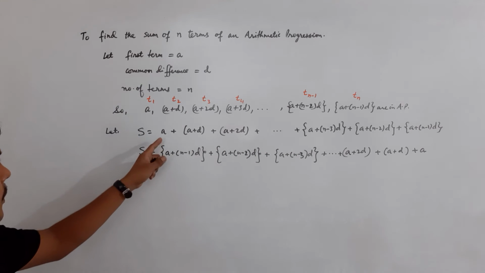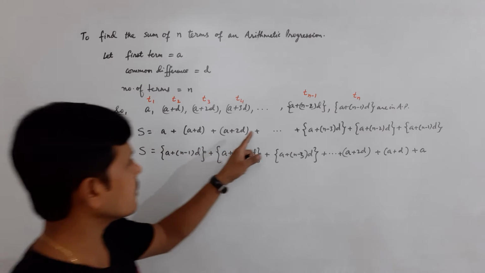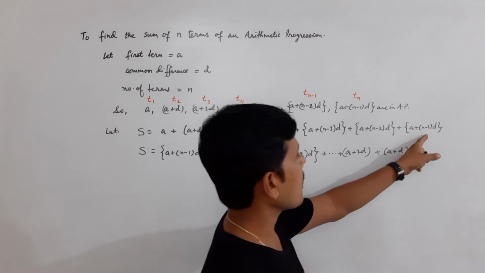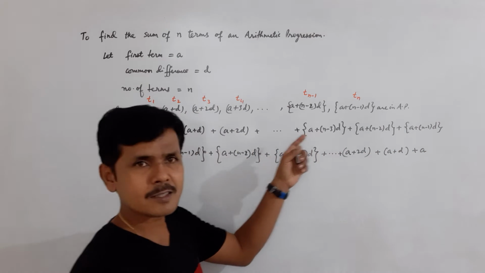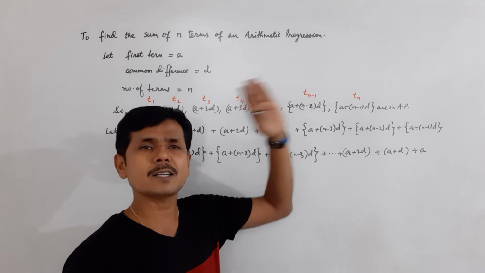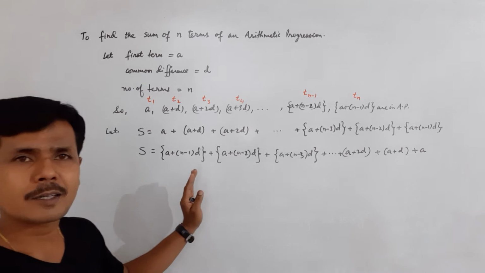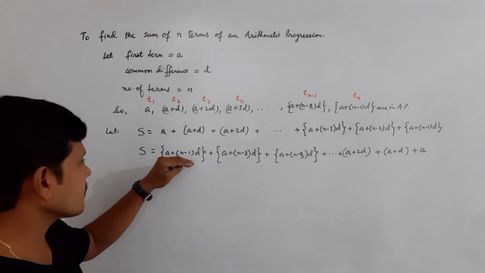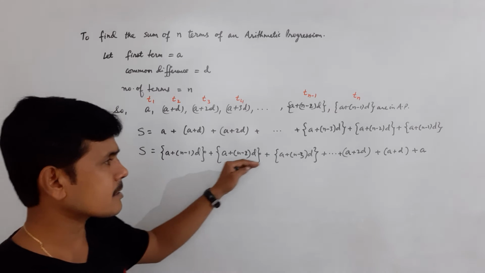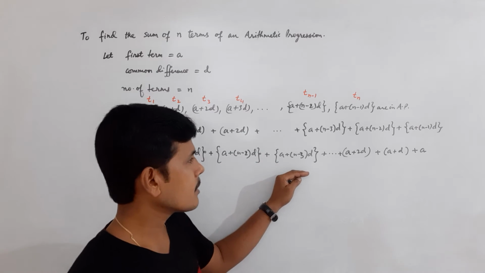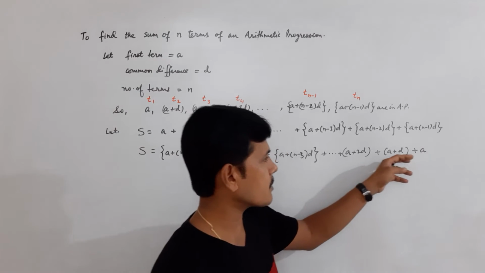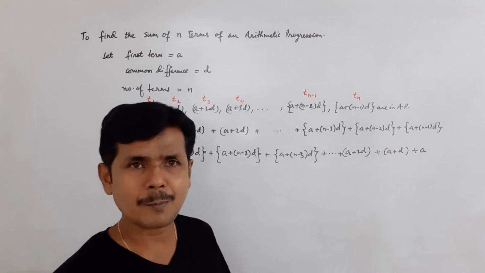That means this is the first, second, third, and so on. This is the last, second last, third last. I'll just reverse the order of adding it. So I've written last term, second last term, third last term, and over here see the first term, the second term, and the third term.